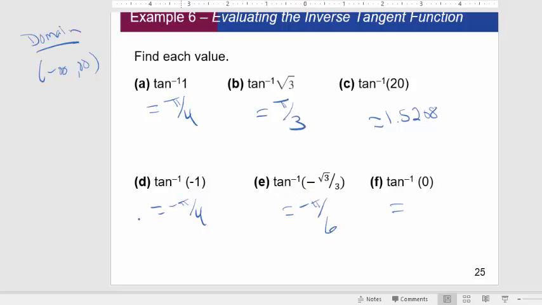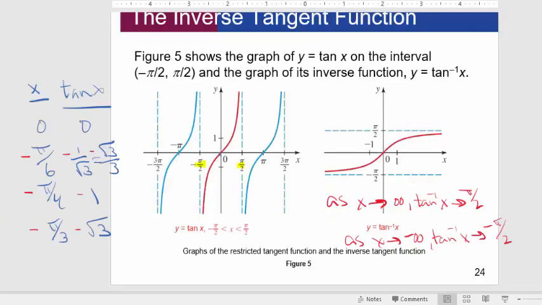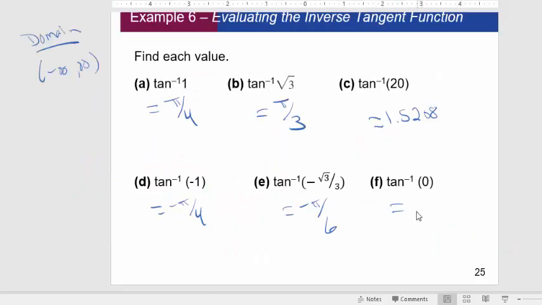And then the inverse tangent of 0, well, this was not in our table, I don't think, was it? Oh, yeah, it was. At 0, the tangent was 0, right? So tangent was 0 when x was 0. So the inverse tangent of 0 is just going to be 0.